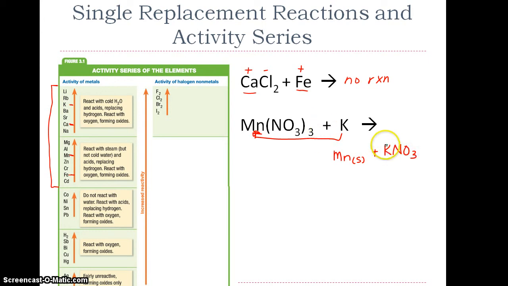Notice I didn't carry the 3 over because potassium is a positive 1. This is a negative 1. And now you'd have to go through and balance it. So you'd need a 3 here and a 3 here. So make sure that you can really be able to read this chart, know which one is higher than which. All right, next slide.